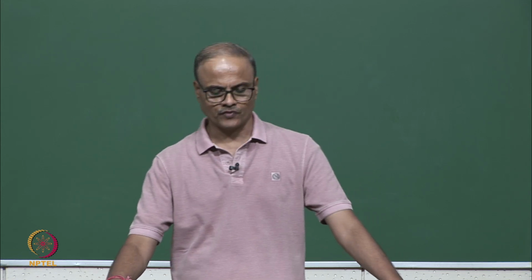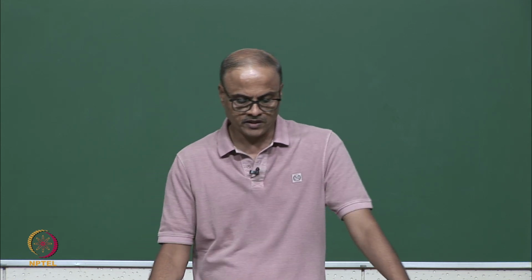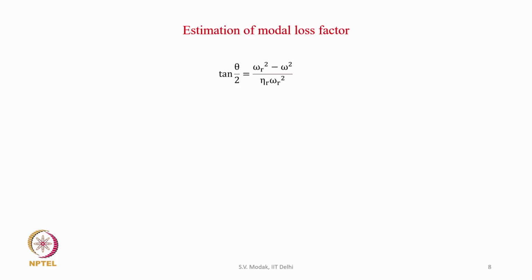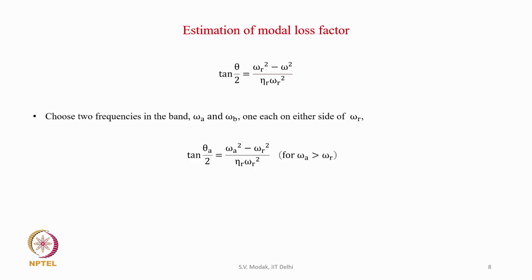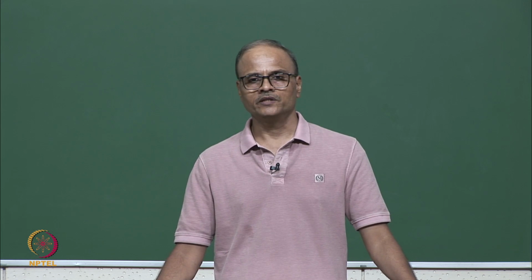Now, how do we determine the loss factor? For the loss factor, we use the relationship we derived just now: tan theta by 2 is equal to omega r square minus omega square, divided by eta r omega r square. From this relationship we can write down equations corresponding to omega a and omega b. In these equations, theta a and theta b are the angles subtended at the center by the arcs formed by the frequency points omega a and omega r, and omega b and omega r.